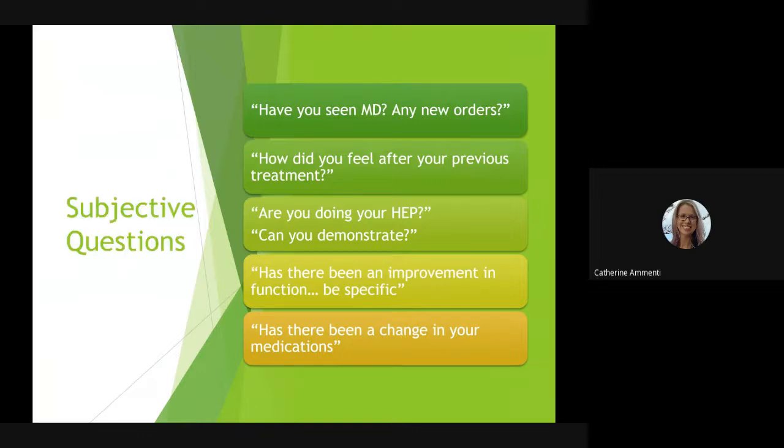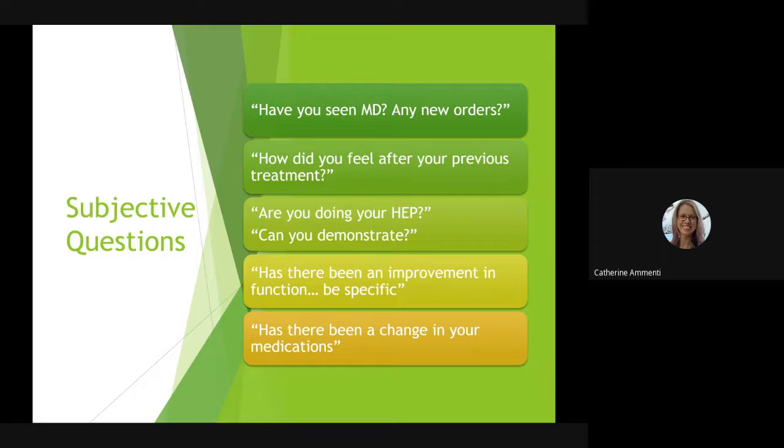So examples of questions that you can ask your patient is, if they're in the hospital or skilled nursing, you can ask them, have you seen your doctor lately? Have there been any new orders? Some stuff that we should know about. How do you feel? How did you feel after your last treatment? So that tells you whether or not the previous treatment was successful, or if it wasn't successful, maybe there was a part of the treatment that wasn't as helpful, and you'll find that out by asking how they're feeling after that previous treatment. And then you can direct them to more specific areas of information that you need.